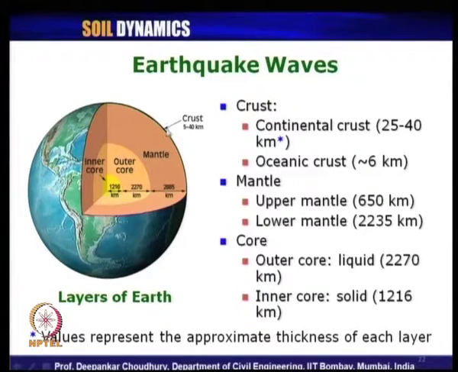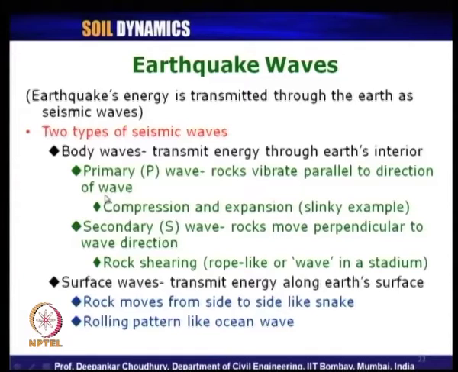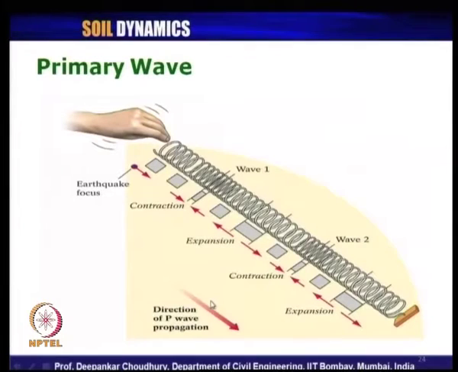It is composed of crust, then mantle and then core. The crust can be continental crust and oceanic crust, the mantle can be upper mantle and lower mantle, and the core can be outer core and then inner core. Then two types of seismic waves, what we have mentioned just now: body waves transmit energy through the earth's interior, that is, primary wave and secondary wave get generated, and surface waves transmit energy along the earth's surface.